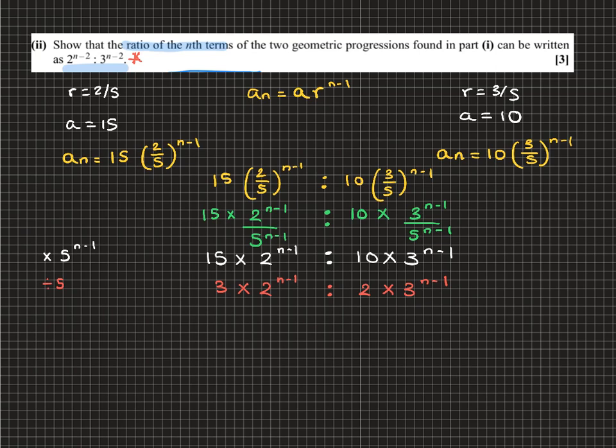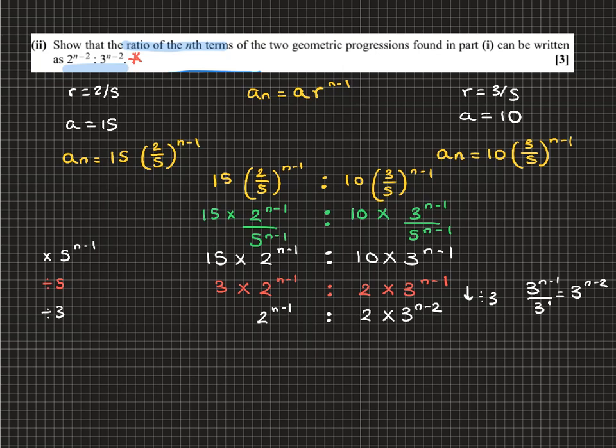Now, here's what I'm going to do next. I'm going to divide both sides of this result by 3. So on the left-hand side, the 3 cancels out, and I'm left with 2^(n-1) in a ratio with 2 multiplied by 3^(n-1) divided by 3. Think about what happens when you carry out a division and the bases are the same. You subtract your indices. So 3^(n-1) divided by 3^1 is 3^(n-2). So I end up with 3^(n-2).